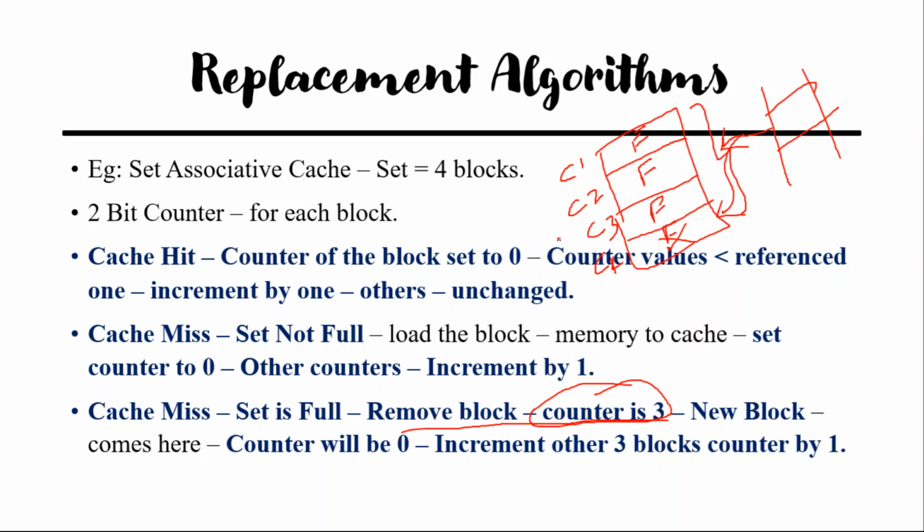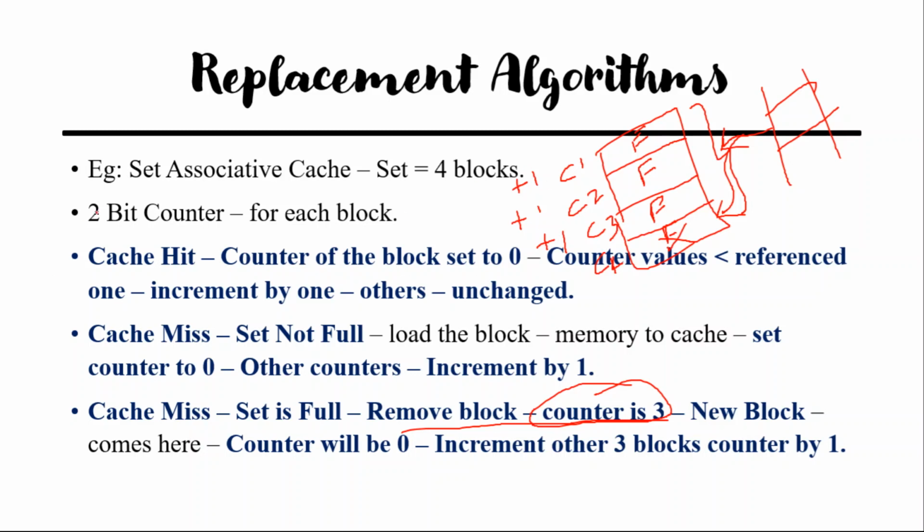Replace this block and increment other counters by 1. All the other counters will be incremented by 1. So this is how this LRU algorithm works.